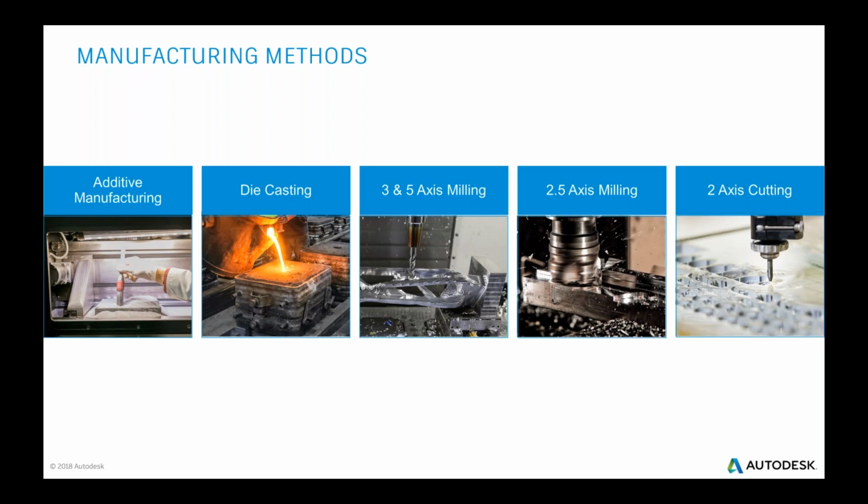2.5 axis and 2 axis cutting, if you happen to be looking at things that may be more plate steel or sheet metal-esque. So all of the stuff we can introduce and set those constraints and have the outputs come back relative to these manufacturing methods.